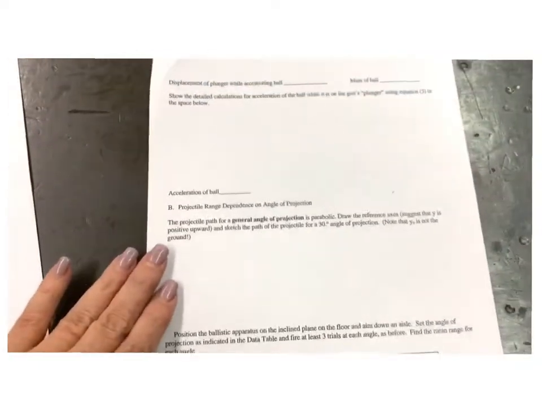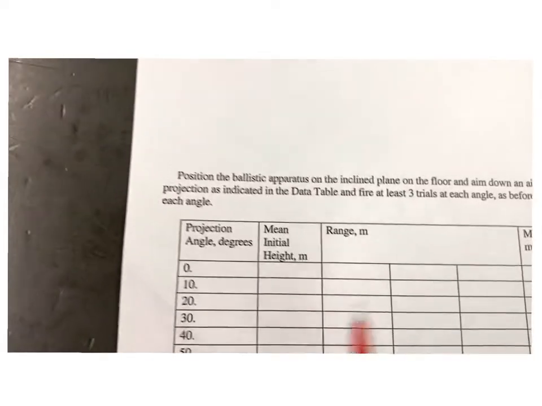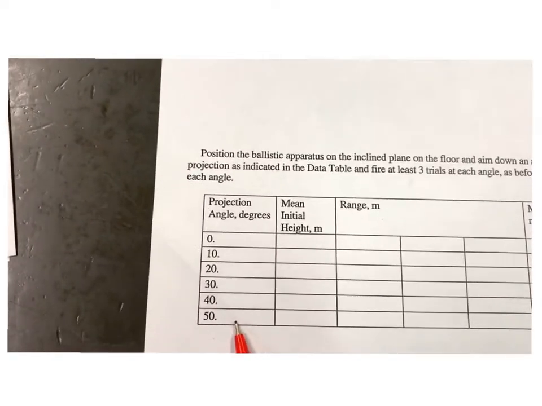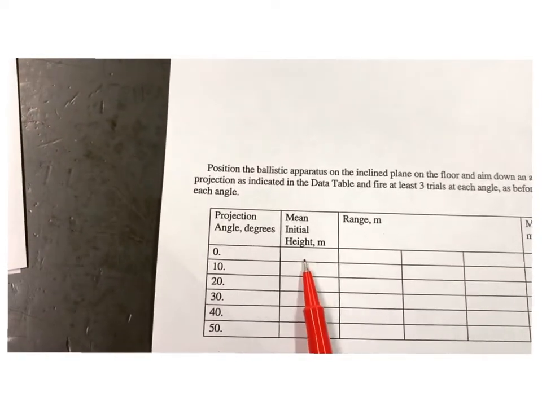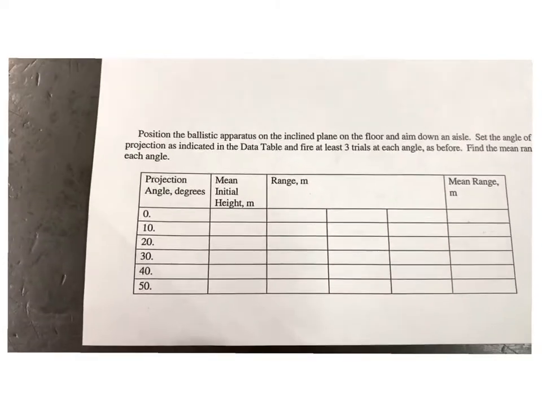The second data that we collected was at an angle. So here are the different degrees, from 0 to 50 degrees. Again, we measured our height Y, and we took 3 measurements of the range so we can get a mean for that.